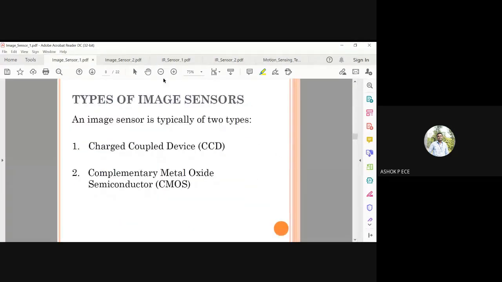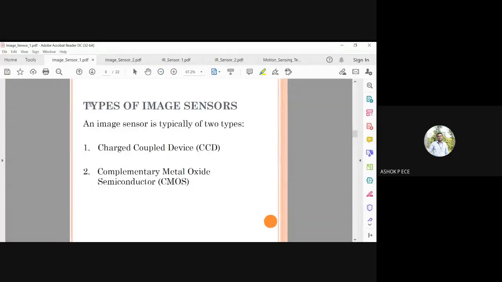The types of image sensors. We have two types of image sensors predominantly used. One is called CCD, charge coupled device. The second one is complementary metal oxide semiconductor, called CMOS. It is a transistor technology which is used nowadays. Conventional transistors like BJT are not used nowadays, and we go for CMOS technology because it is very compact and it also saves a huge amount of power in my budget. That is why the two predominant technologies used are CCD and CMOS.